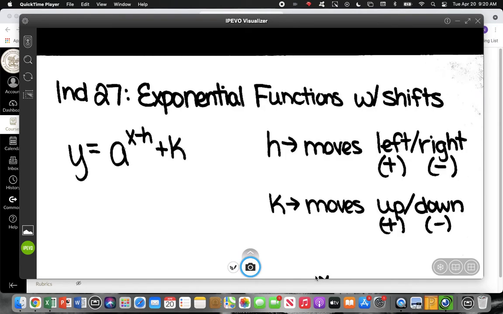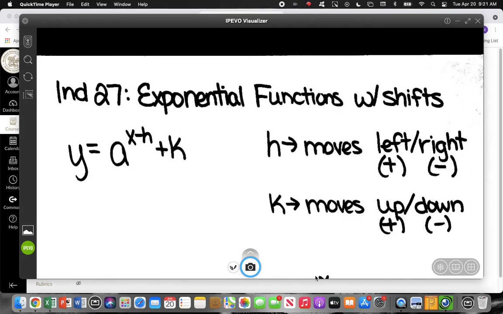And these values, do you guys remember, whenever we had vertex form for a parabola, we always did the opposite of the x and then the same sign as the k to find the vertex? You'll tend to find that in almost all graphs, we always do the opposite of the x and the same sign for the y. So those values do still affect the exact same way.